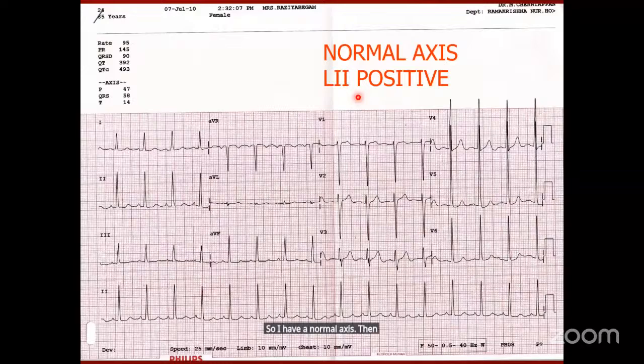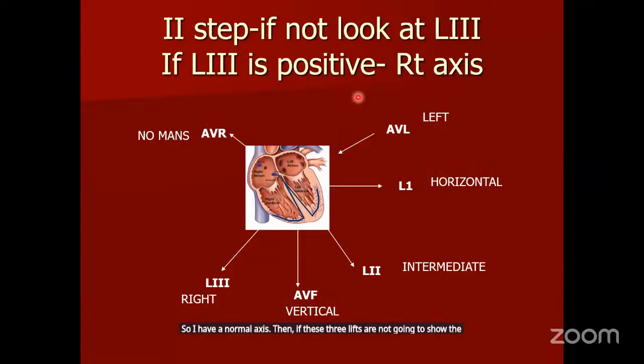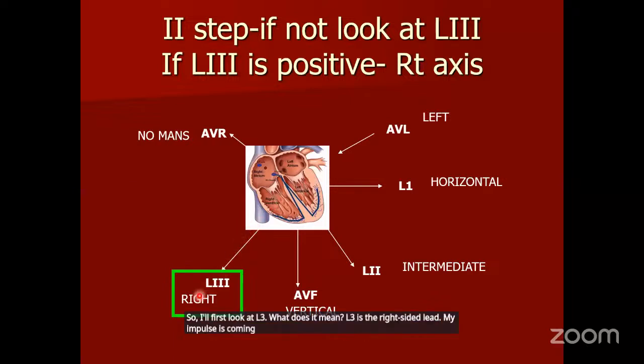Then if these three leads do not show the tallest positive QRS complex, I look at the other leads. What are the other leads away from these three leads? On the right side is L3. On the left side is AVL. So I first look at L3. If my L3 shows the tallest positive QRS complex, what does it mean? L3 is the right-sided lead. My impulse is coming down and right. So if L3 shows the tallest positive QRS complex, I am dealing with right axis deviation.